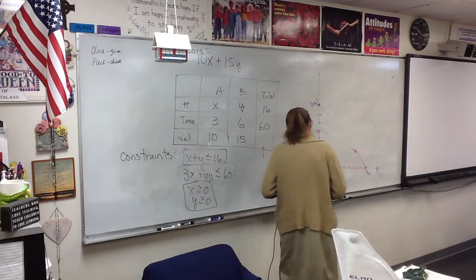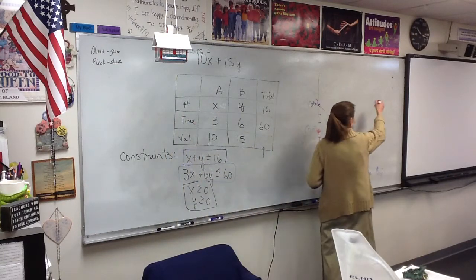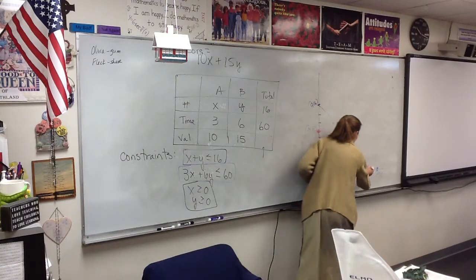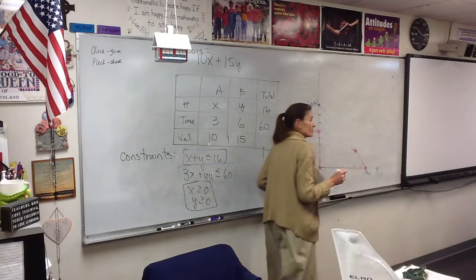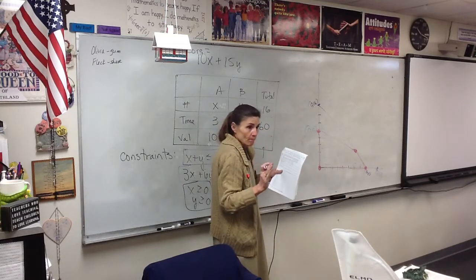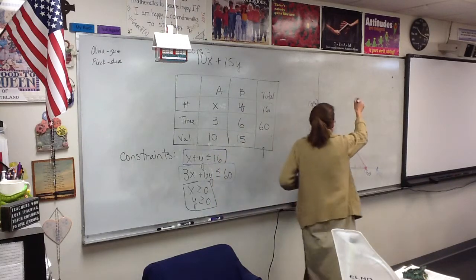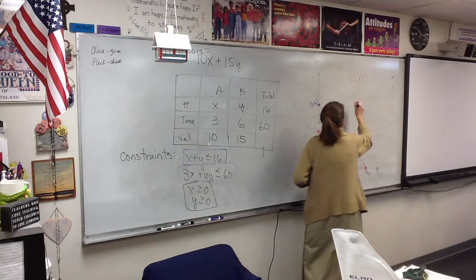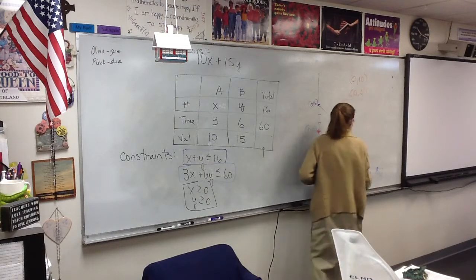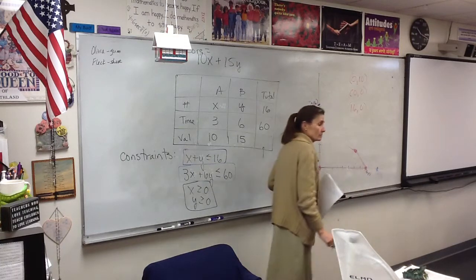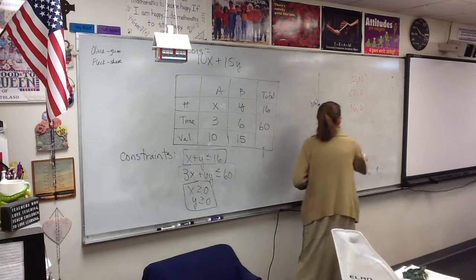So now, over to the side, you are going to make a list of these 4 points. Those are called the vertices. They're like the corners of the picture. So you have 0, 10. You have 0, 0. You have 16, 0. And then I've got my mystery point.